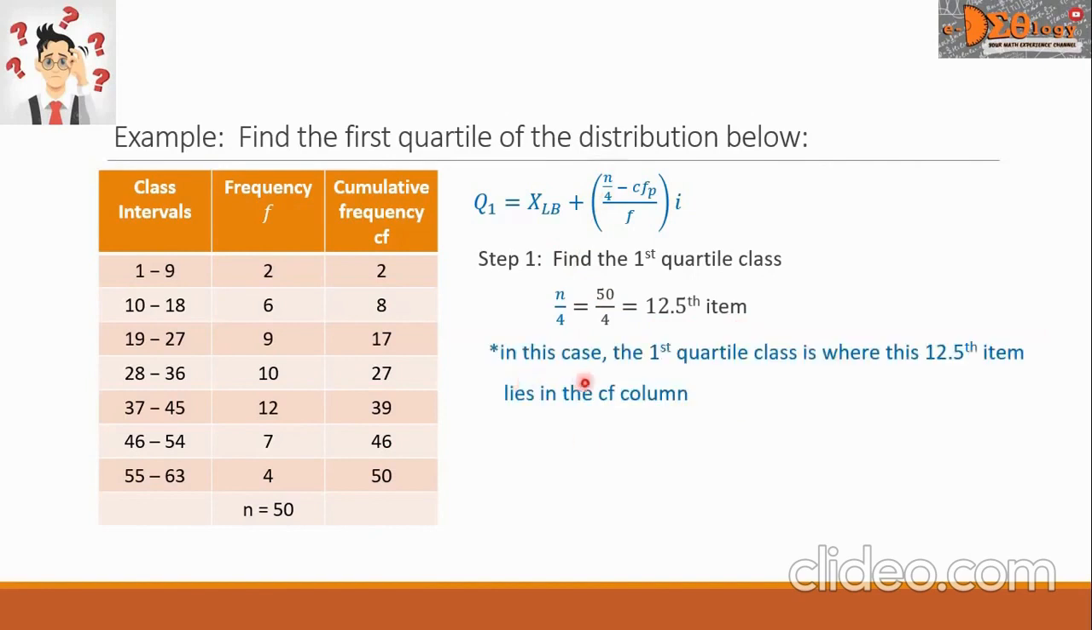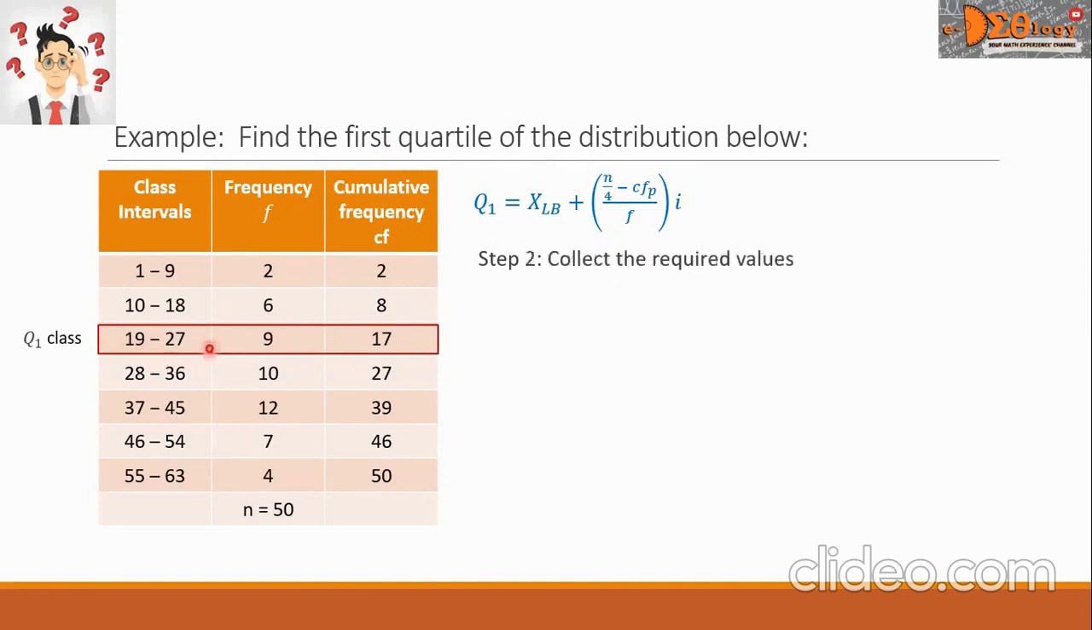In this example, the first quartile class is where this 12.5 item lies in the CF column. Let us go to the CF column, and we can see that the numbers are growing bigger as we go down. The 12.5 item is found in the third class. So we say that the first quartile class is this 19 to 27.